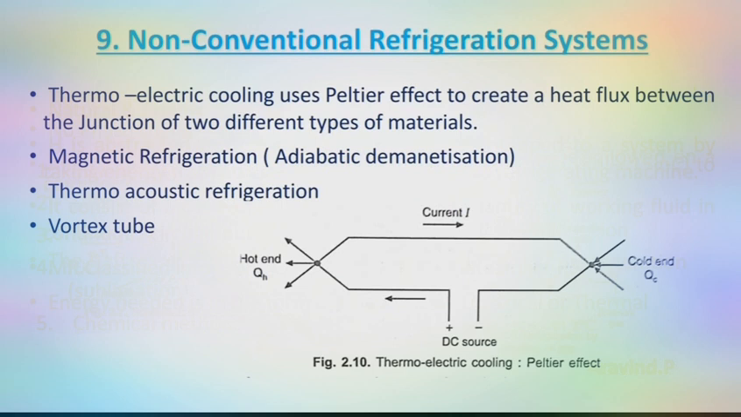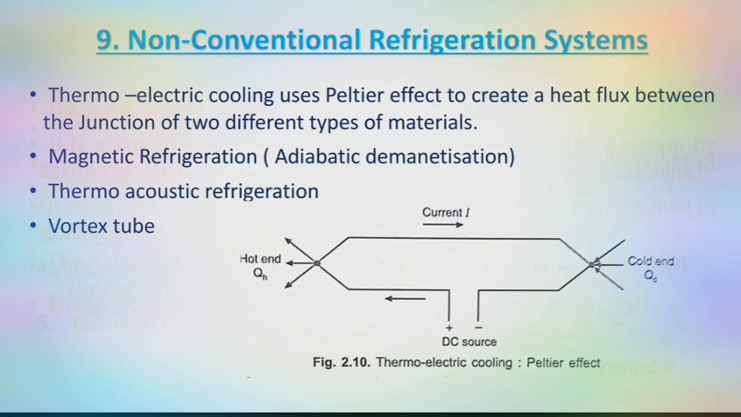As you know, there is an energy balance equation: QH minus QC is equal to E into I, where E is the EMF applied and I is the current. I didn't provide it in this slide. QH and QC are the actual amounts of heat flowing at the hot and cold junctions.